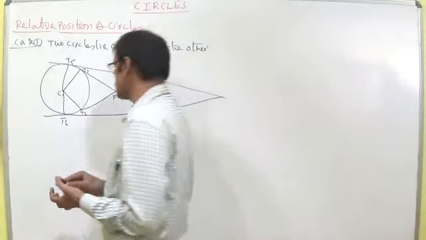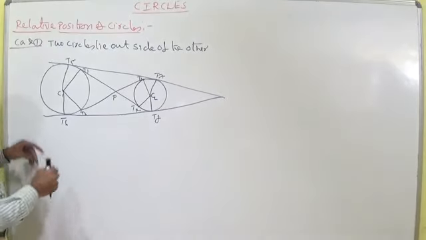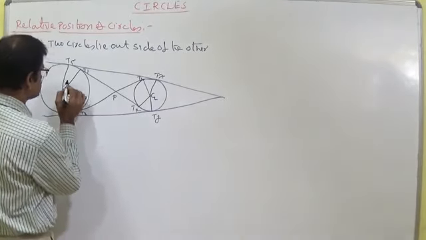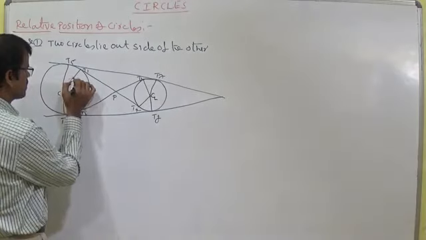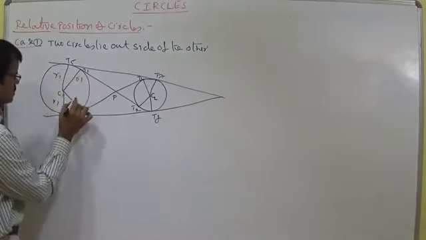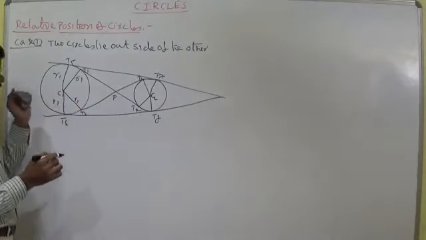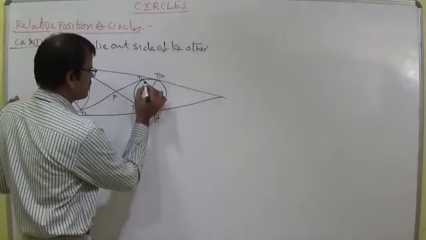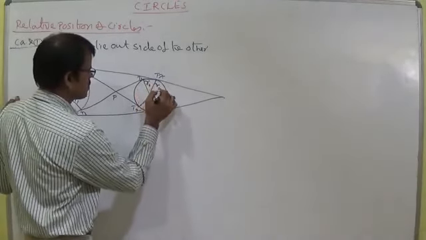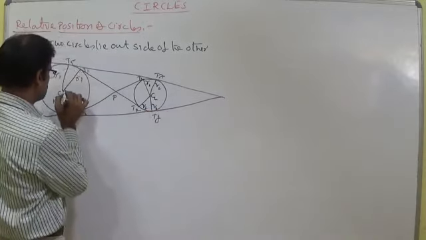Now what is the reason here? This is C1, T1, right? This is R1. This is also R1. Because from the center to any point on the circle it is called the radius. In a similar way you can write this is R2, this is R2, this is R2, this is R2. Ready? Now join like this.